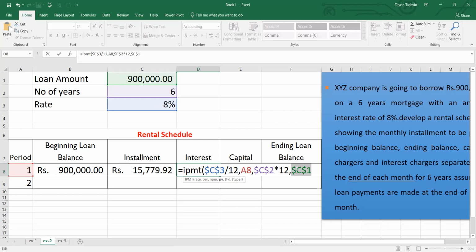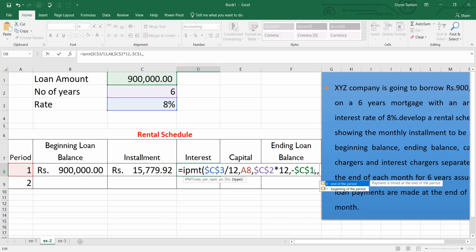And here, if you want to get the positive interest charge, then you have to insert a minus sign in front of the present value. Otherwise, you will get it in negative terms. Then we have to insert the future value. Since we don't have any future value in this question, we can skip it by putting another comma. Then the function comes to the end.